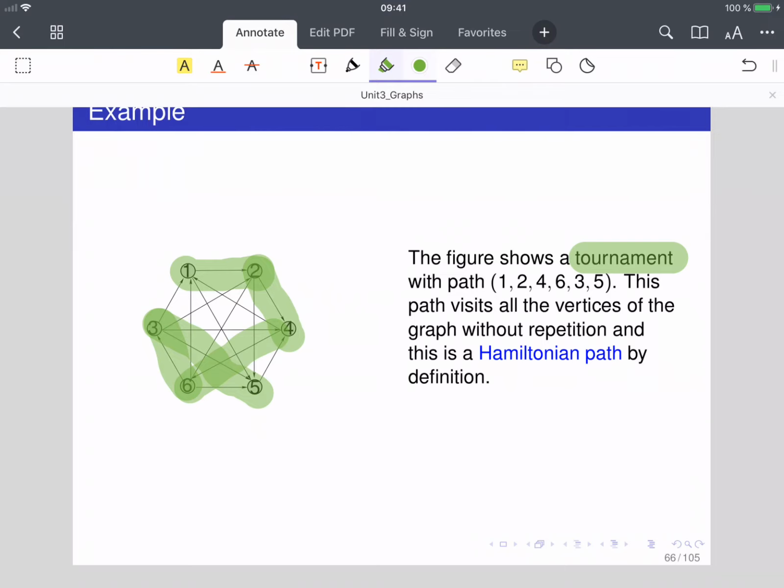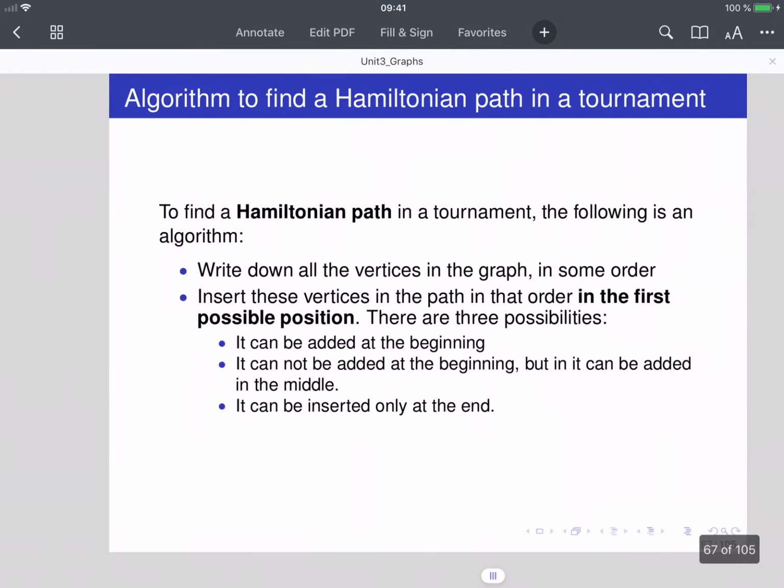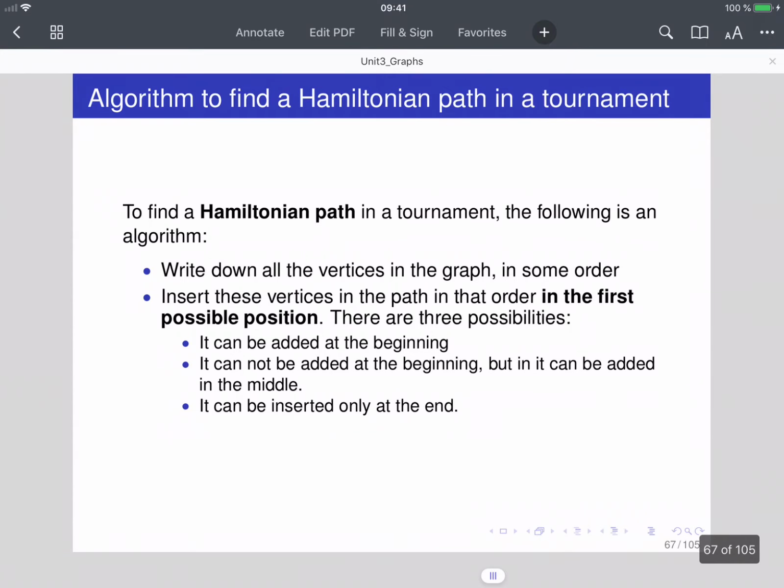But we need to impose that the graph is a tournament. It does not work for other kinds of graphs. So what is this algorithm? Let me explain what the algorithm is, and then we give some examples. The algorithm is quite easy. It's surprisingly easy.